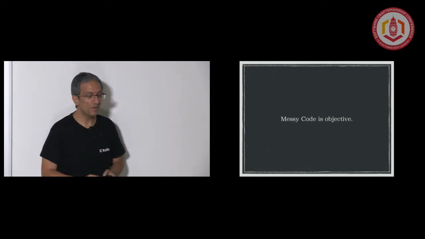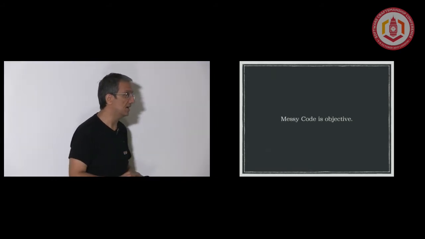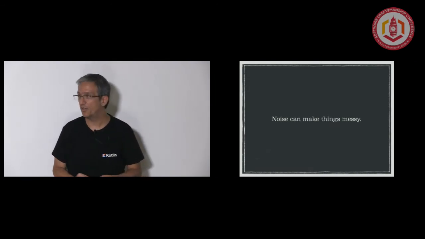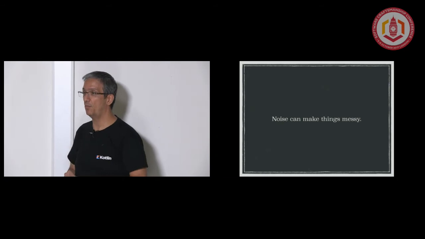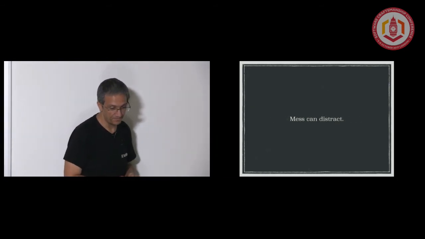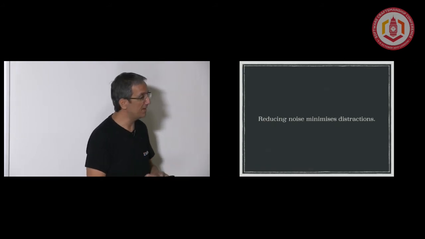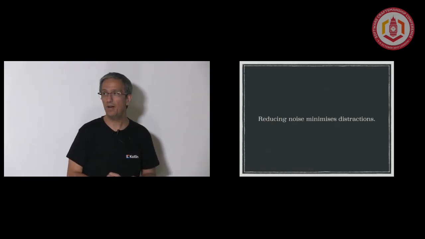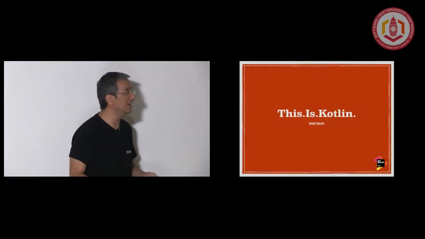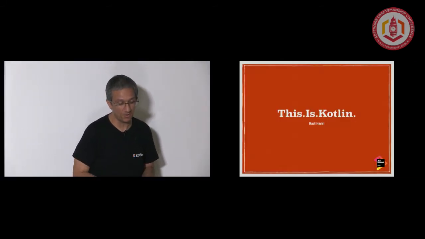What is a little bit more objective is that messy code is, that is something that's quite objective. And noise, we also agree on, that can make things somewhat messy, right? And mess can distract. So reducing noise minimizes distractions. Now, that's my hypothesis. If you don't agree with it, as I said, you're out of luck, because this is Kotlin, and this is what you're going to see, okay?